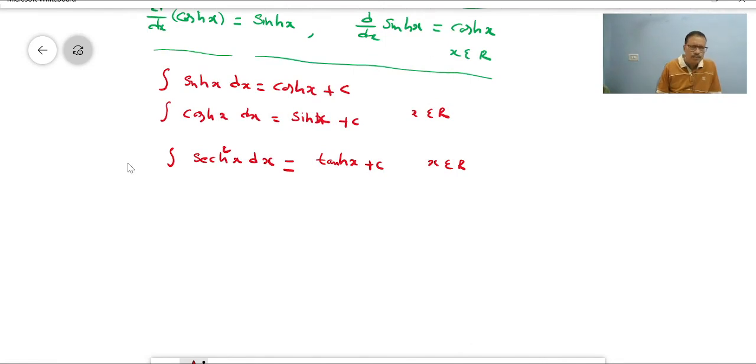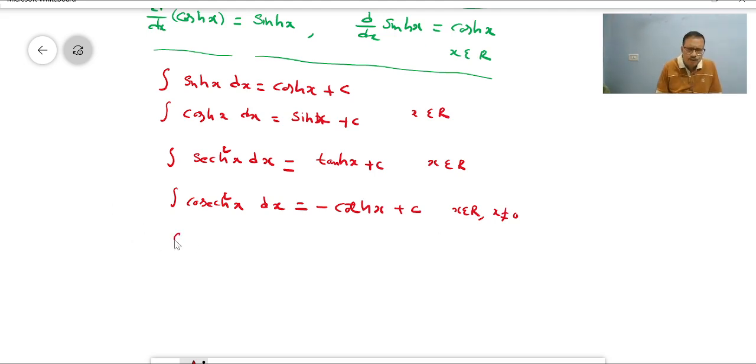Okay, now integral of cosecant h square x dx is equal to minus cot hx plus constant. Here x belongs to R and x is also not equal to 0. We can write R minus 0. So what is the formula of integral of cosecant h square x? That is minus cot hx plus c.